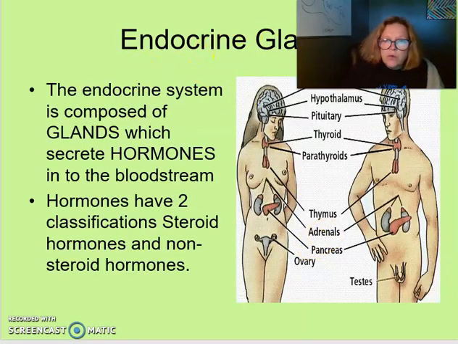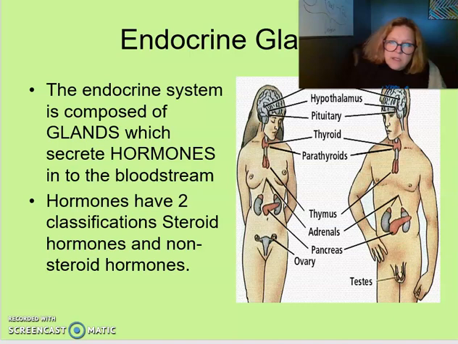So endocrine glands secrete a hormone into the bloodstream, and it works on an as needed basis. There are two classifications: steroid hormones and non-steroid hormones, and the basic difference is they act in a different way to get inside the cell, and I'll talk about the distinction between the two of them in a little bit.